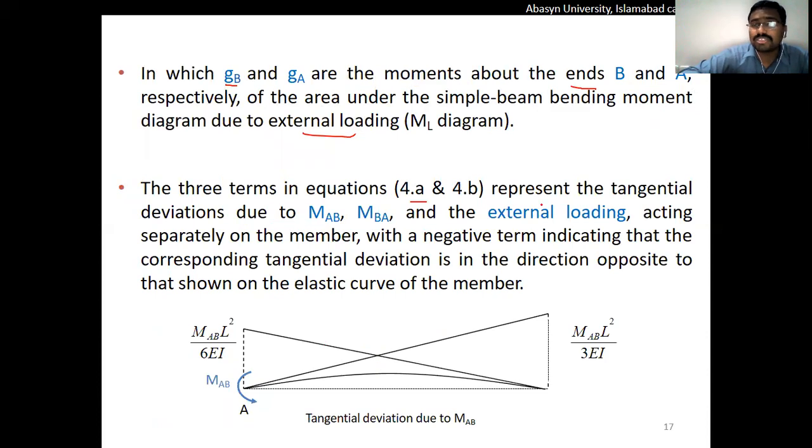The three terms represent the tangential deviations due to, first, the applied moment at point A, second, the applied moment at point B, and third, the external loading. These loadings are acting separately on the same member. As I told you, the negative term indicates that the corresponding deviation is opposite to that shown in the elastic curve of the member. The negative sign indicates that the deviation is in the opposite direction. Similarly, a negative moment indicates that the moment is acting in the other direction. The same applies to the deformations.